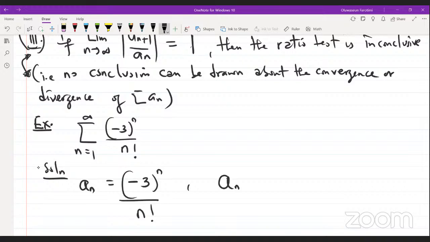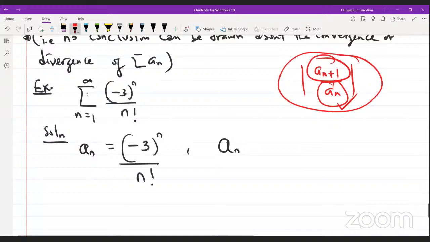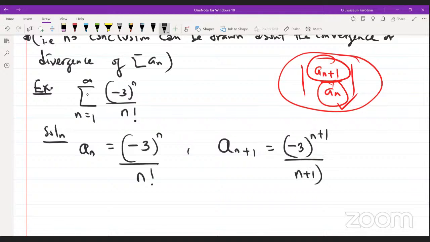Now, take notice, guys. What we are really trying to find the limit of is this quantity, this guy. So I know a_n, so I need to know what this guy is. Okay, what is going to be a sub n plus 1? That means wherever you have n, plug in n plus 1. So that means you have (-3)^(n+1) divided by (n+1) factorial.